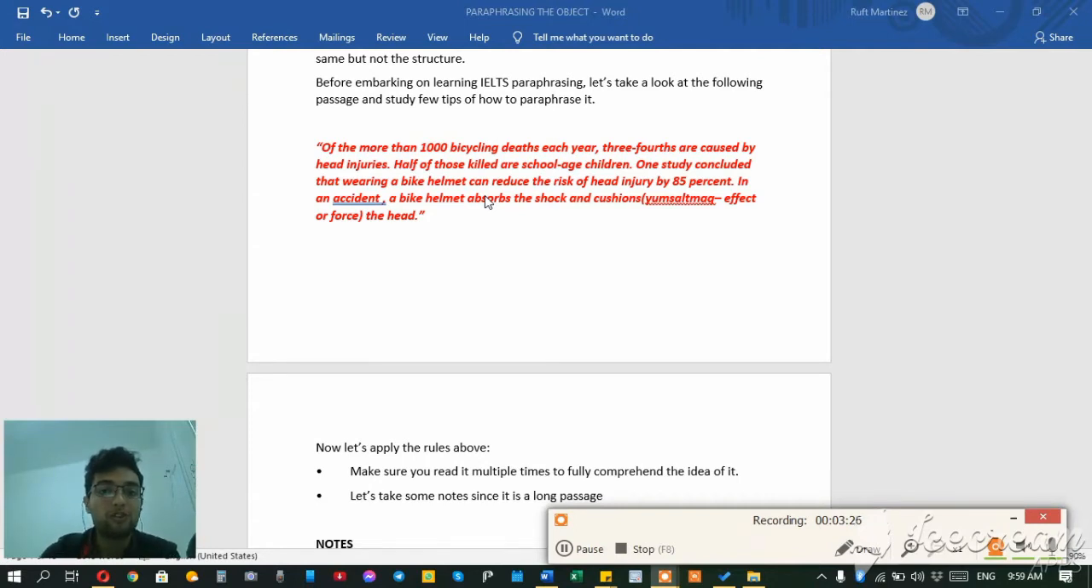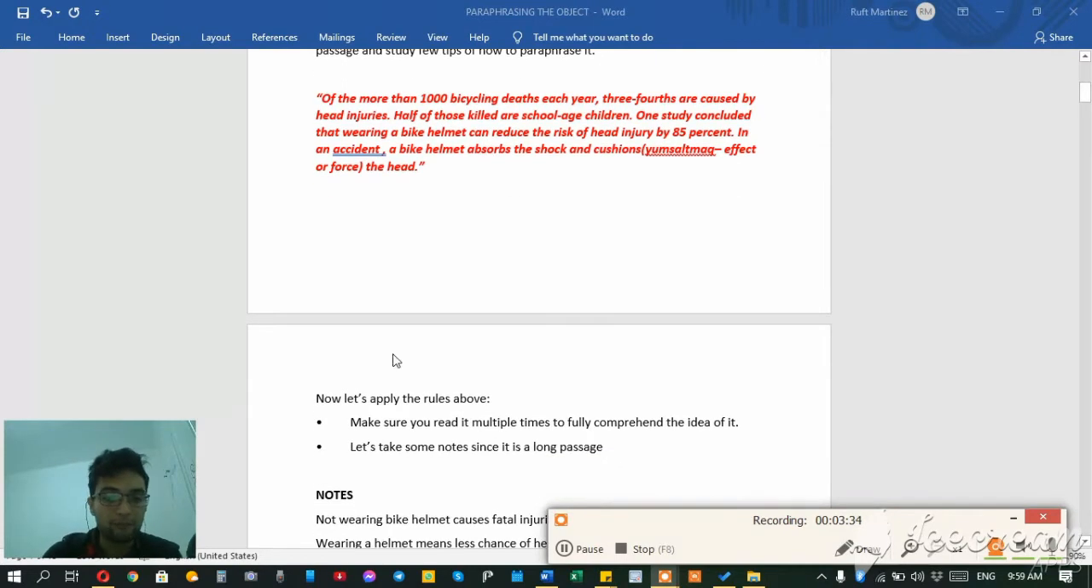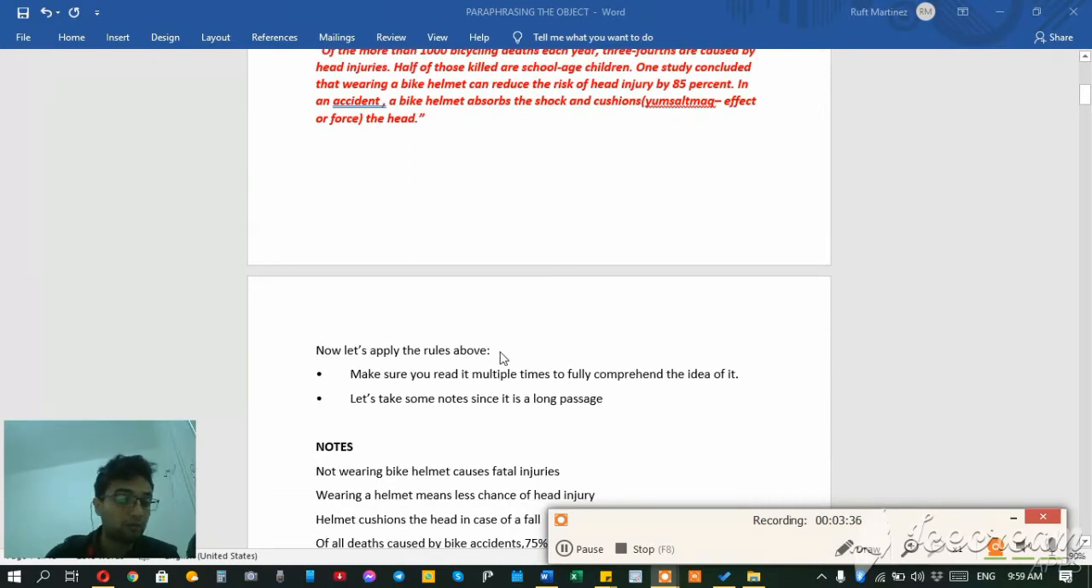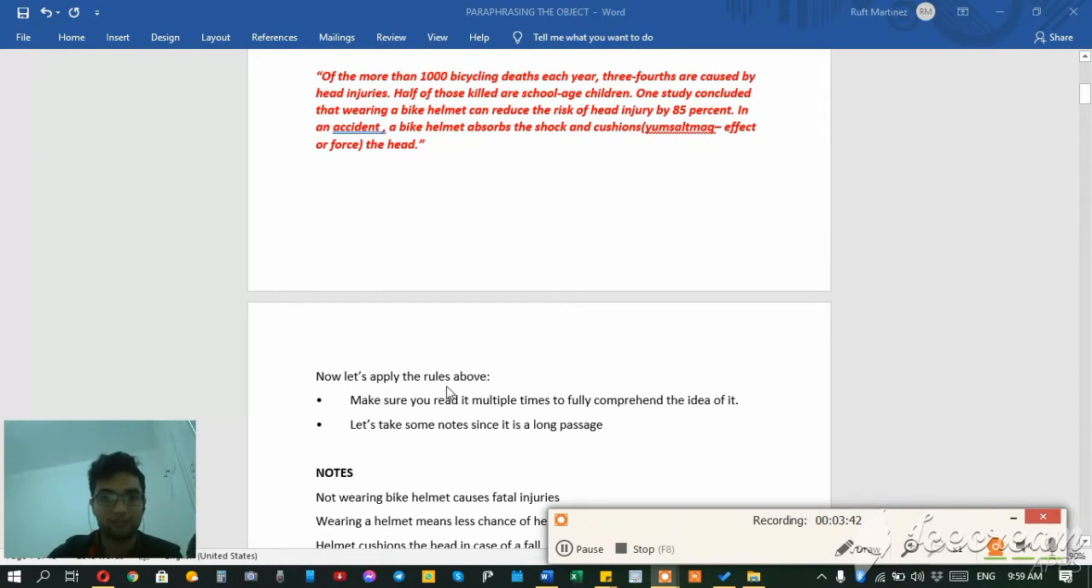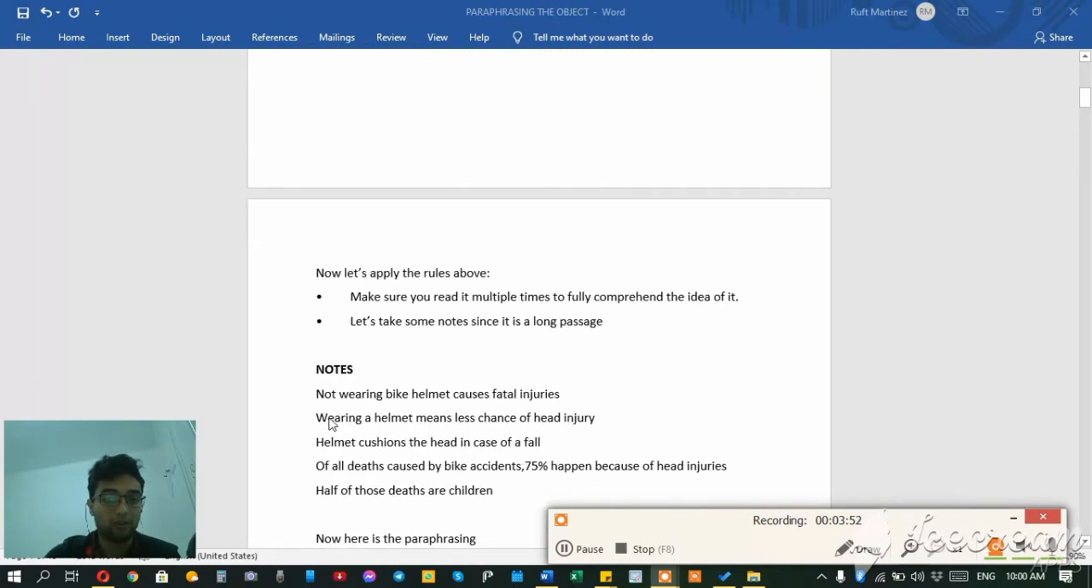Now I want to change each sentence by looking at it again, using my own words or structure, right? So now let's apply the rules above. Make sure you read it multiple times to fully comprehend the idea of it. As you can see, I read it 1 or 2 times, so I can understand it. But if you don't understand what it says, read it again. Let's take some notes, since it's a long passage.